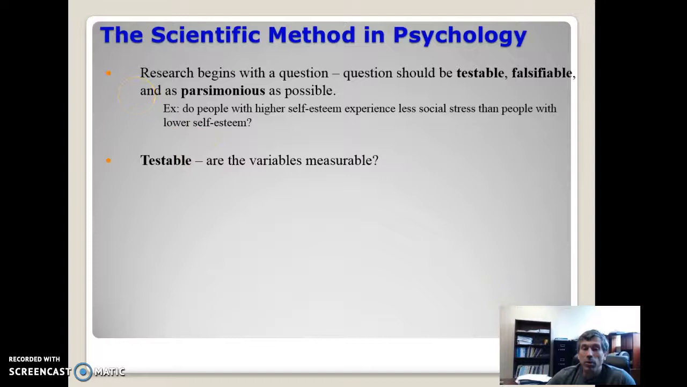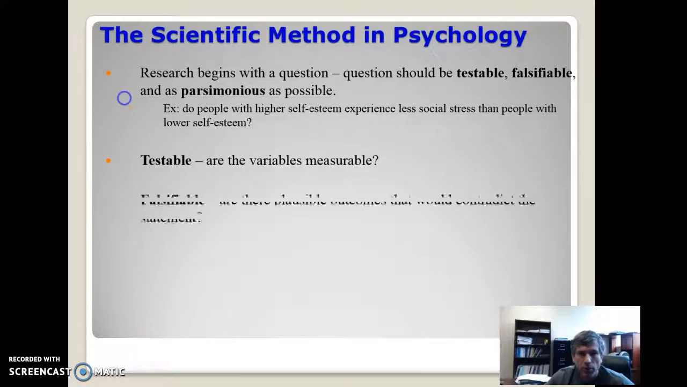So, testable. A question being testable just means, are the key factors, what we call variables, things that you could measure, whether directly or indirectly? And we look at them and say, can we measure people's self-esteem? Yeah, the simplest way is we ask them some questions about it. Can we measure people's stress? Yeah, we can ask them questions again, but there are also physical things that happen to people when they are more stressed that we could assess as well. So yeah, we can measure both of these variables.